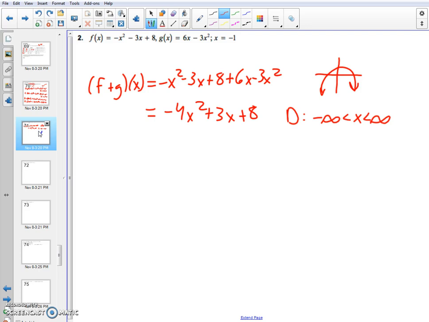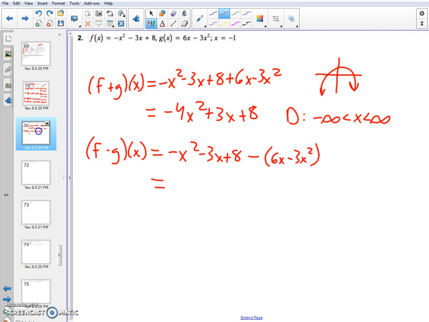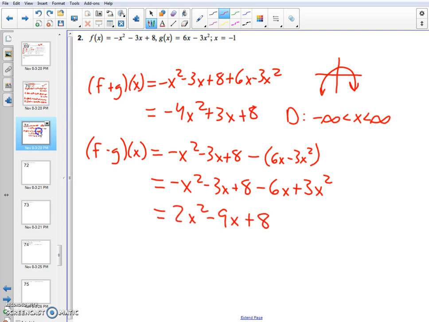Okay, let's think about f minus g of x now. So same idea, I'm going to take f just as it is. Now this time, when I subtract g, this means minus 6x minus 3x squared. So that negative has to be distributed to every part of g. So this is minus 6x plus 3x squared. So really it's just changing the sign on every part of g. So when I simplify here, I have 3x squared and negative x squared would be 2x squared. Negative 3x and negative 6x is negative 9x plus 8.